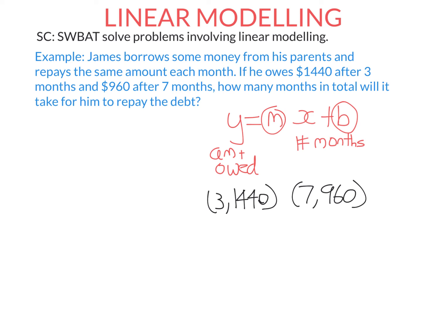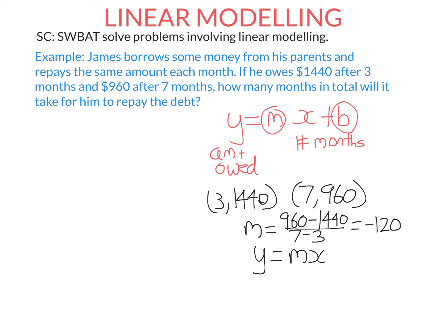So the first step is always to find the gradient. Now, because I'm given 2 points, I'm going to use the 2-point formula y2 minus y1 over x2 minus x1. So what I get here is minus 120. So that means that the amount owed is reducing by $120 each month. So now what I need to do is find b. b is going to be the amount owed at the start.